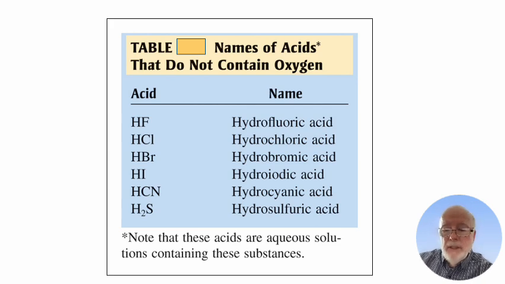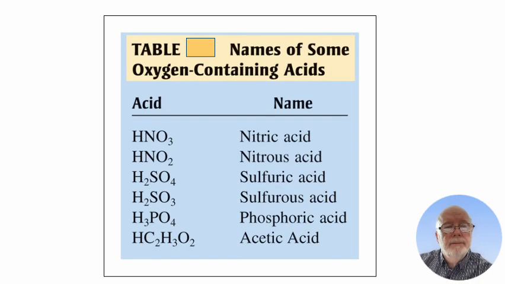Now here are some acids that do contain oxygen. Nitric acid, I'm sure you've heard of this before. Nitrous acid, you see those same suffixes again. Sulfuric, very common. Sulfurous, not so common. We have phosphoric acid, and here is acetic acid, the acid that's in vinegar.